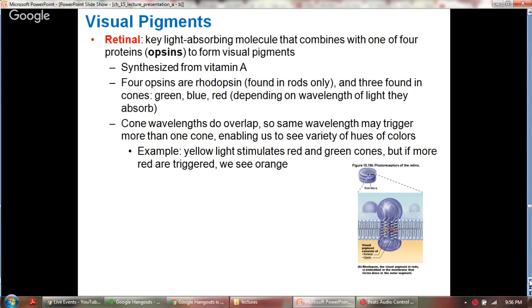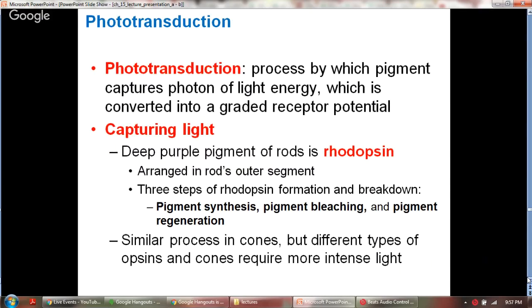There are four opsins: rhodopsin, found in rods only, and three found in cones, which give green, blue, and red. The cone wavelengths do overlap, so the same wavelengths may trigger more than one cone, enabling us to see a variety of colors. The phototransduction process is the process by which a pigment captures a photon of light energy, which is converted into a graded receptor potential.